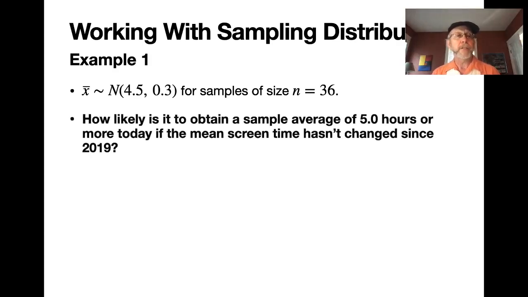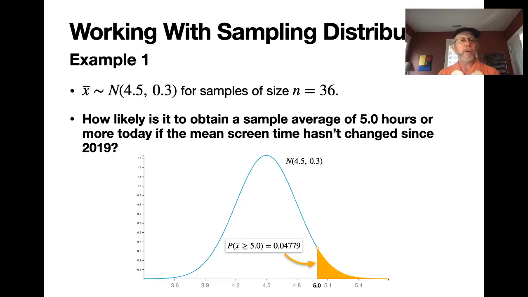How likely, for instance, would it be to obtain an x bar, a sample average, of 5 hours or more if the mean screen time today hasn't changed since the research was published in 2019? To answer that, we look at the sampling distribution of the sample means, which we can now describe as normal with a mean of 4.5 and a standard deviation of 0.3. We're looking at x bar values that are at least 5.0, and I've highlighted those in the graph. There you see the area corresponding to x bar values of 5.0 or more.